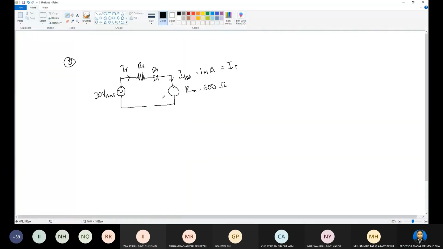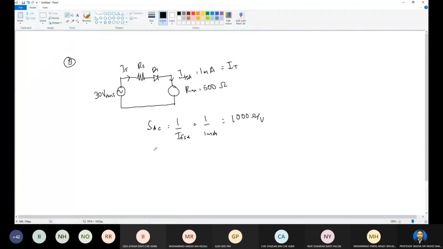First, you have to calculate the sensitivity for DC. The formula is 1 over the full scale deflection current. The full scale deflection current is already given here as 1 milliampere, so 1 over 1 milliampere equals 1000 ohms per volt. This is the DC sensitivity.